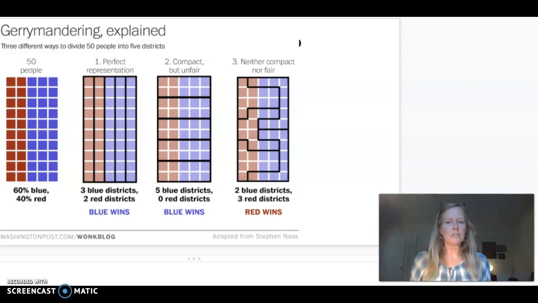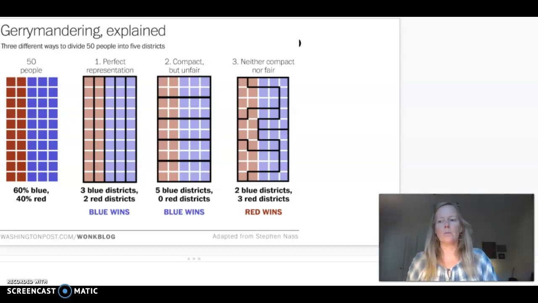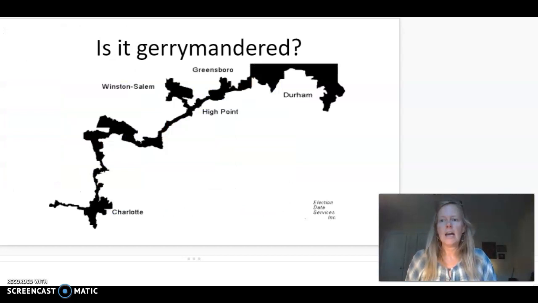Basically, hopefully what you can see from this is, in a perfect world where your vote counts as much as mine, you would see 5 districts being divided like number 1, the perfect representation: 3 blue districts and 2 red. That's about the same equality as the percentage of people that live in that region. But number 2 and number 3 on your list are basically unfair ways to draw that district. So that is gerrymandering. How do you tell?